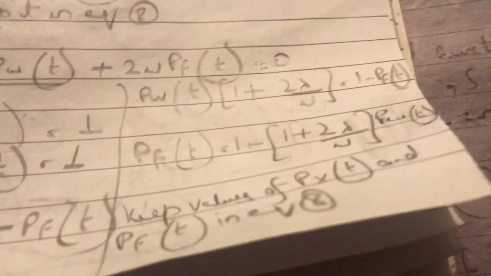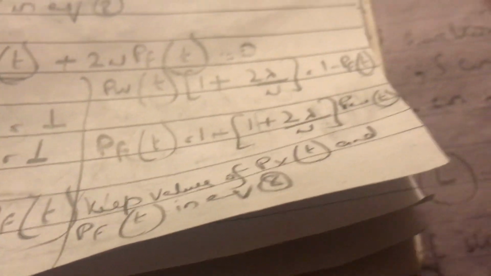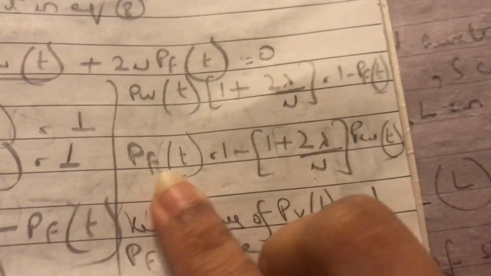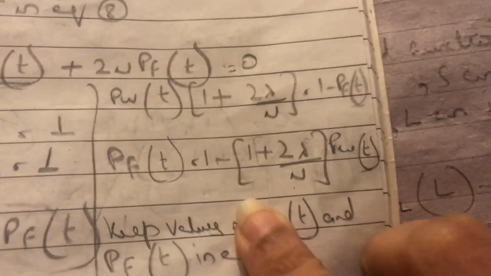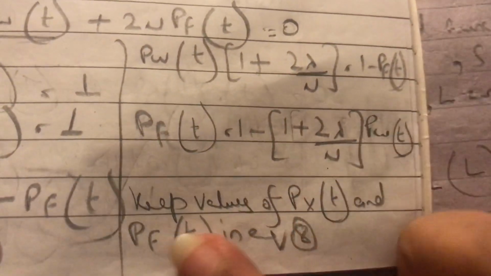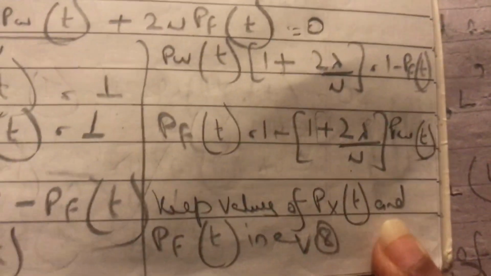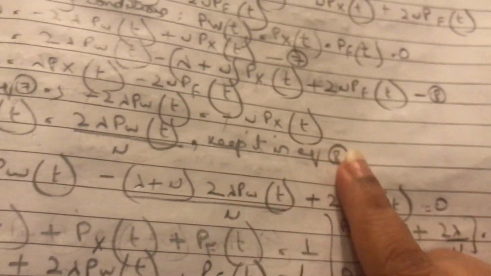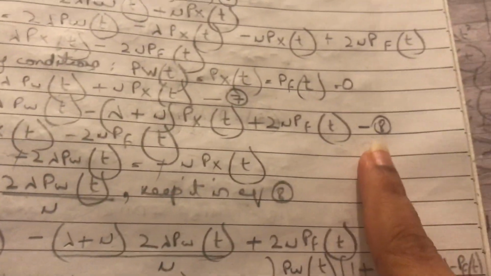Now, we can't do anything more with this. So we have got the value for pf of t, that is 1 minus bracket 1 plus 2 lambda over mu pw of t. So what we are saying now is: keep the values of px of t and pf of t in equation 8. So our work is done now, we have to go for equation 8.